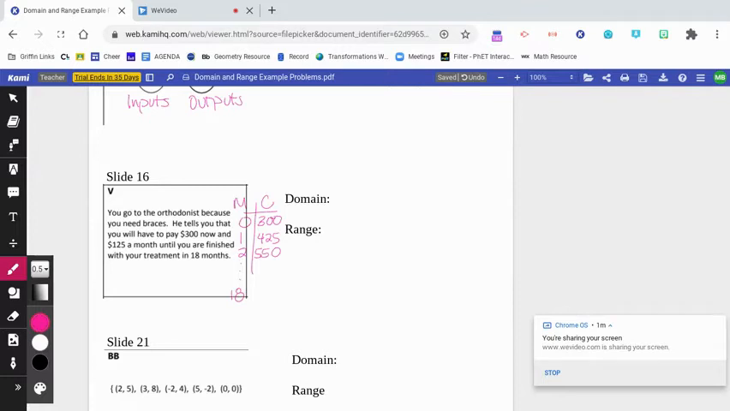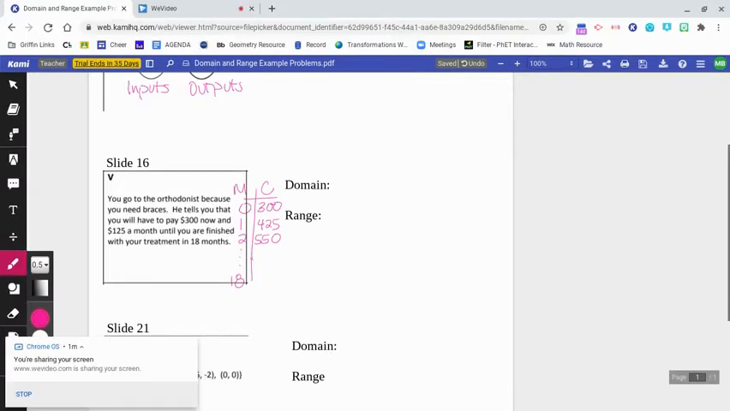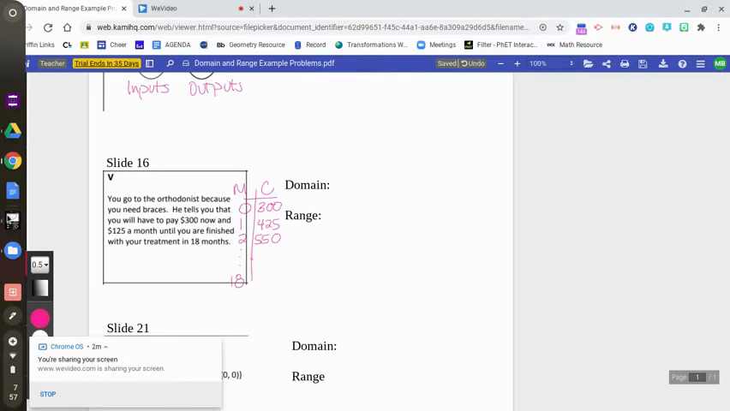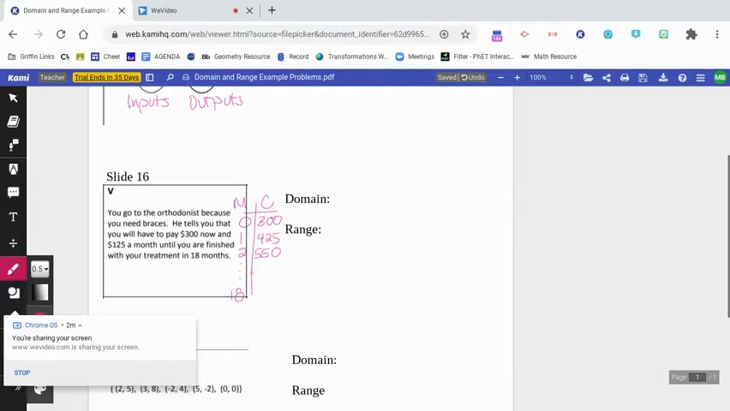So you could either multiply 125 by 18 and add that initial 300 on, or you can continuously add until you get to that 18-month period. But after 18 months, I believe the total was 2,550. Let me reference my calculator. Yes, 2,550. That pattern continues until I get to 2,550. So that now I'm able to identify easily my domain and my range.